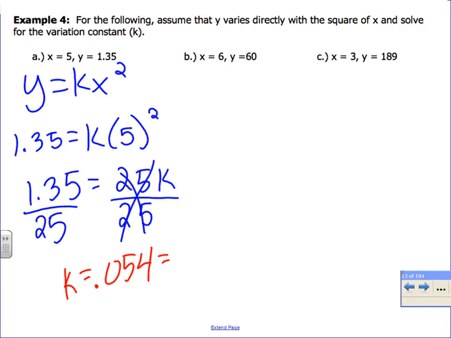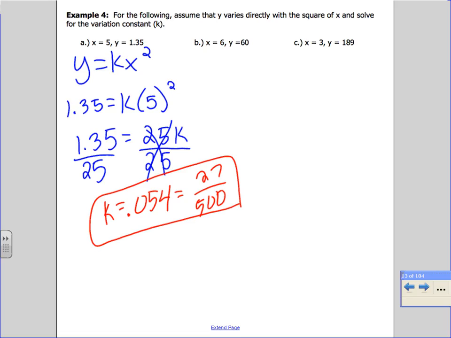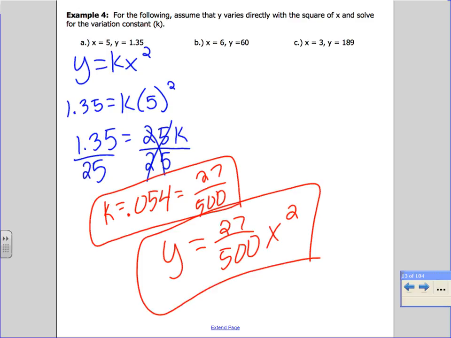Gigi? Awesome. 27 over 500. All right, so if I were to ask you one more step, write that into the direct variation with a square equation. So if you write that into the equation, what's our equation? Gigi? Yep. Good. So I'm just going to put it like this. Now, Gigi said the numbers, which is fine, but to keep it simpler, keep it as y and x.